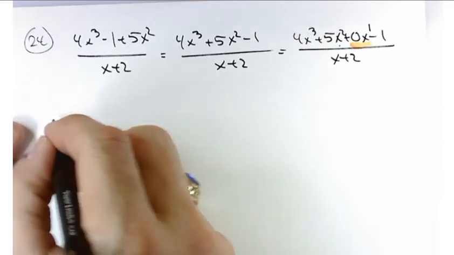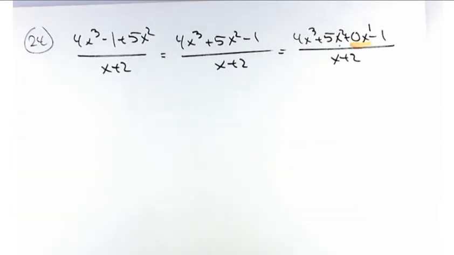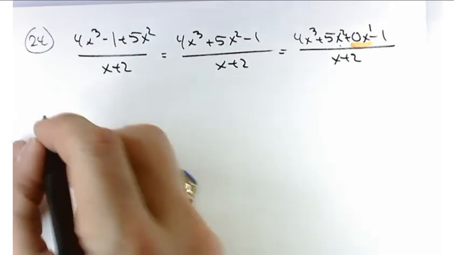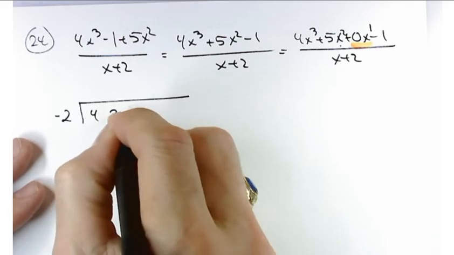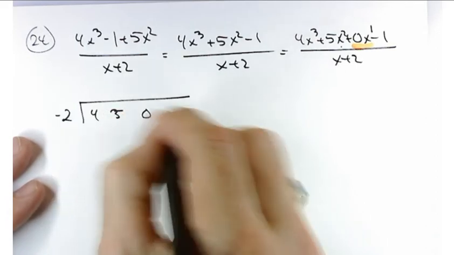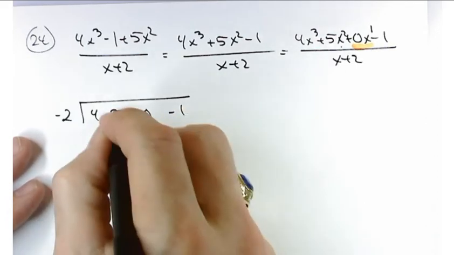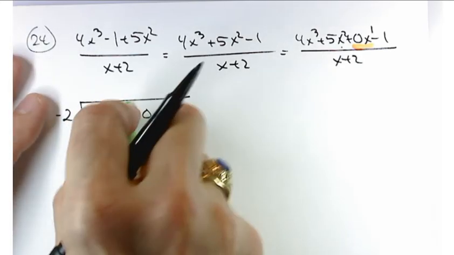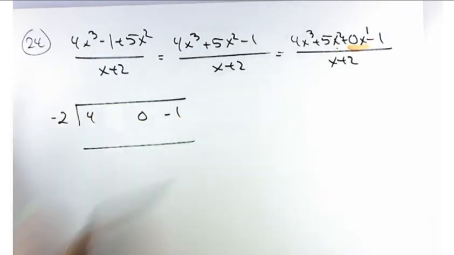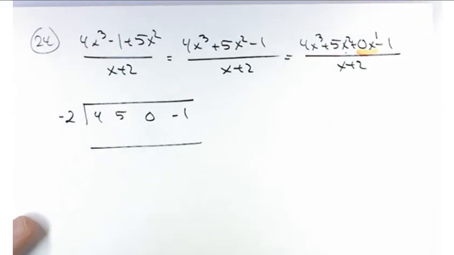Let's do the synthetic division then. What number goes out in front? Negative 2. And then 4, 5, 0, and negative 1. Yeah, that's a 5. It's a terrible 5, but it is a 5. Let's apply a little Photoshop here. There we go. 5.